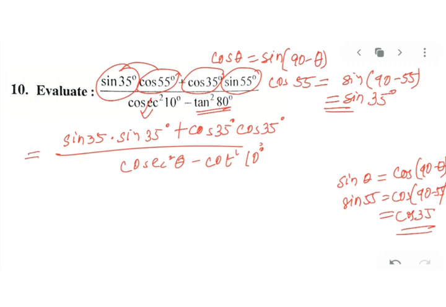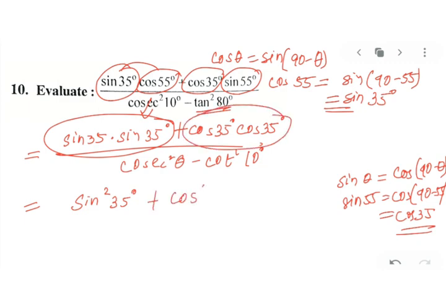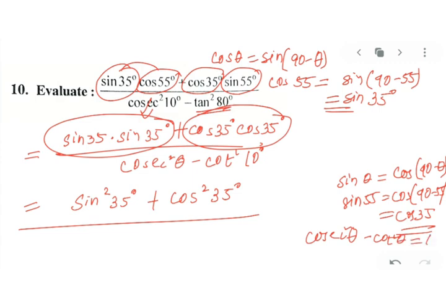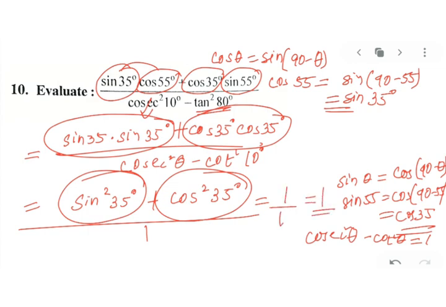Now my dear kids, for sin 35 and sin 35, I will write sin square 35 degree. It is twice, sin and sin. For cos 35, I will write cos square 35 degree. And down, if you remember, cosec square theta minus cot square theta, you have an identity that it is equal to 1. So I'll write 1. You also have identity sin square theta plus cos square theta is 1. So I can write 1 upon 1. So my evaluation says that the final value is 1 only.